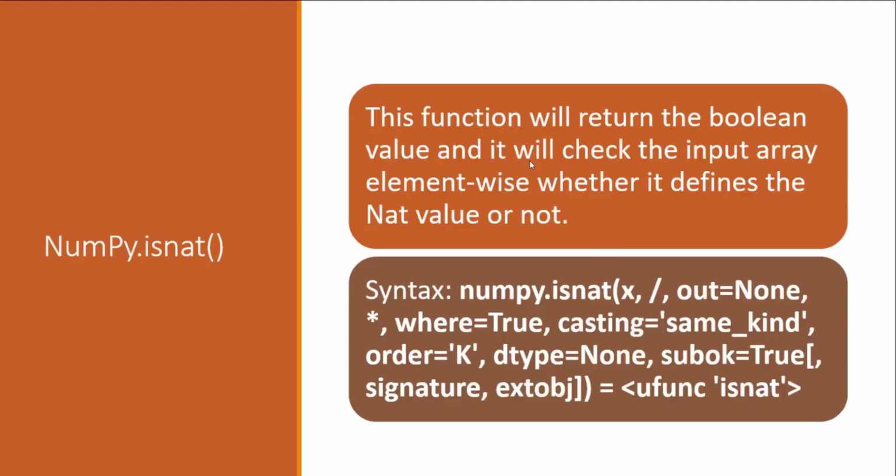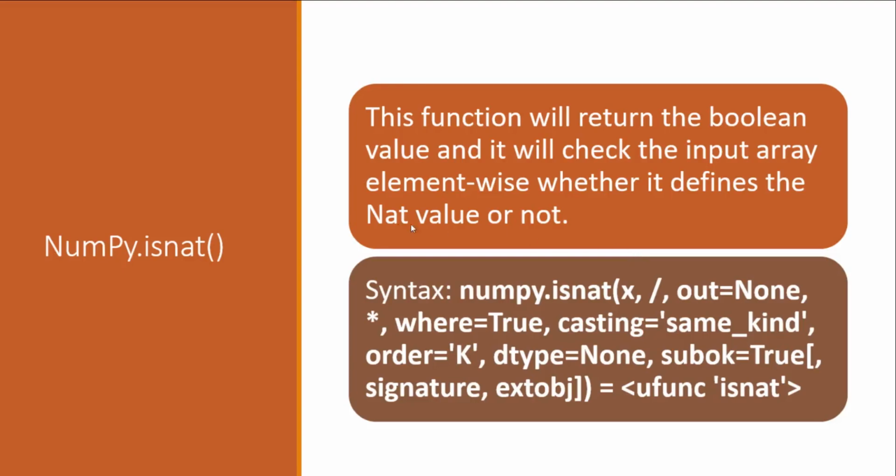Our next function is the numpy.isnat function. This function will return a boolean value, and it will check the input array element-wise for NaT values. To test element-wise for NaT, use the numpy.isnat function, which checks values of datetime or timedelta data type, and the condition is broadcast over the input at locations where the condition is true. NaT stands for not a time value.